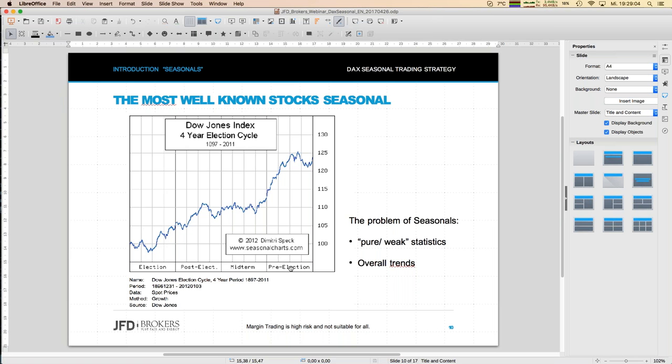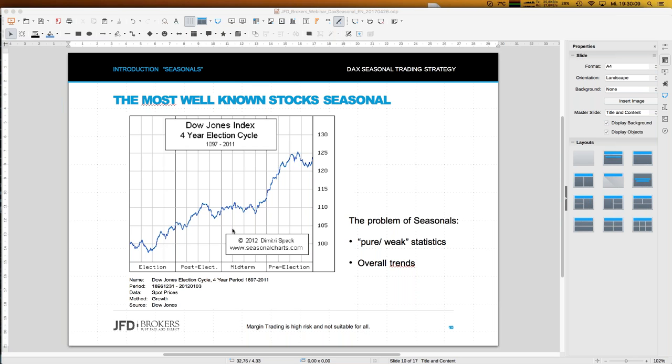And what this guy here, Dimitri Speck, has done, he has been looking at the Dow Jones values for the last 100 or even more years, and has been creating that kind of chart by normalizing everything to 100 with the election year. And then he has calculated exactly that kind of curve. What does it mean, or what kind of conclusions can we draw from that chart? One obvious conclusion is that if we are in the third year, then overall we don't have much movement within the market. The highest movement within a year we have in the pre-election year. So going long in the pre-election year might be a good conclusion. So that is something we can look for, and those kinds of conclusions we can draw here.